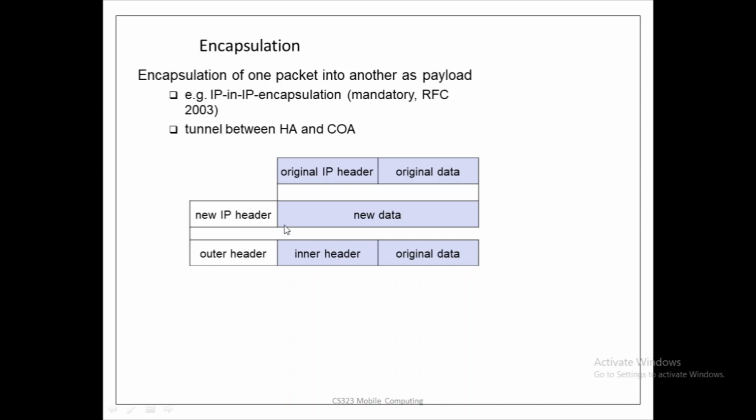The new header is also called the outer header for obvious reasons. Additionally there is an inner header, which can be identical to the original header, as is the case for IP-in-IP encapsulation, or the inner header can be computed during the encapsulation. So this is about the encapsulation.